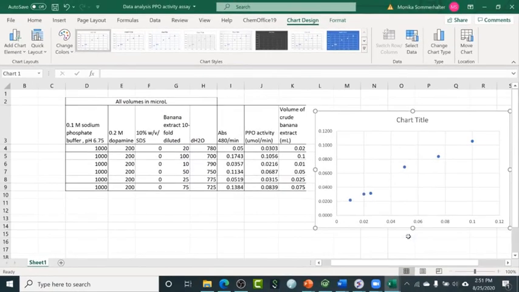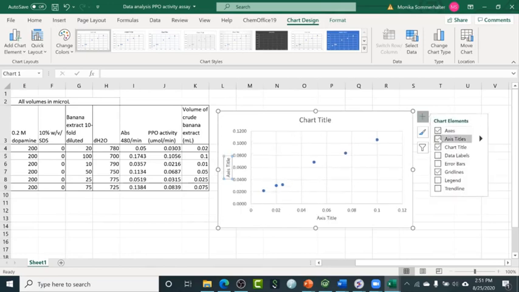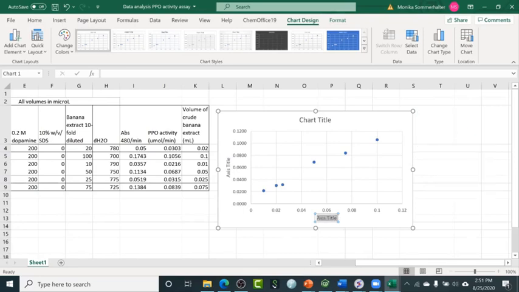It's always important to provide axis titles, because else nobody else will know what is displayed on this graph. So the axis titles for the x-axis title, it's the volume of the crude banana extract, and actually it was the 10-fold diluted banana extract.